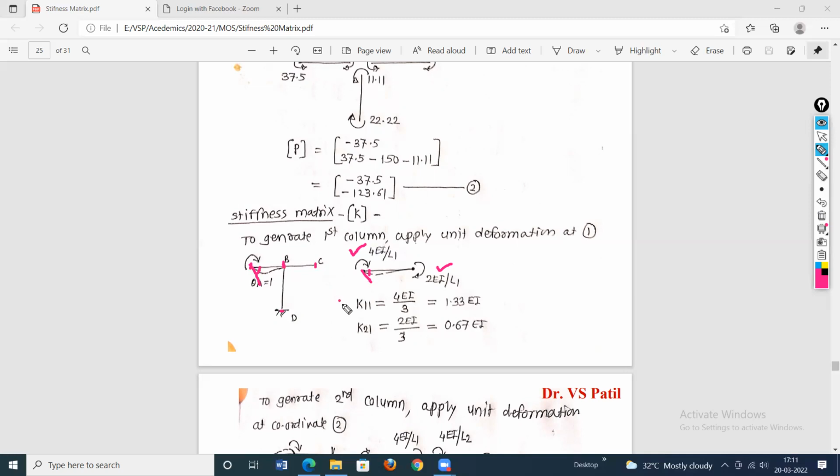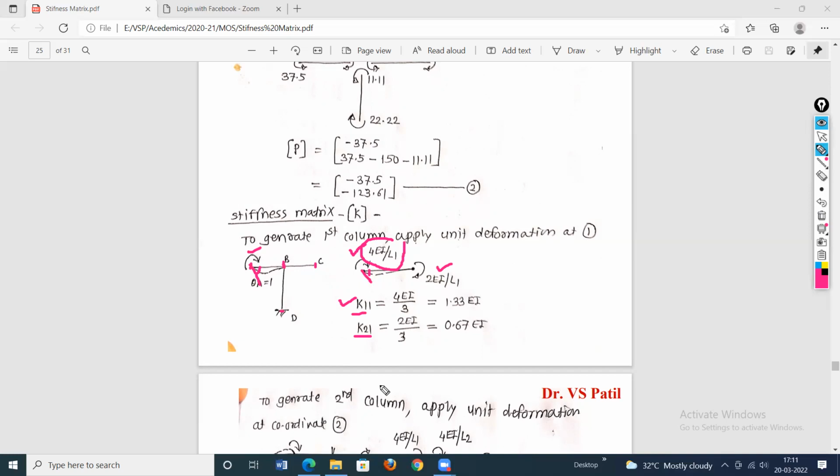Then K11, stiffness 11. Our coordinate 1 is a moment. So at coordinate 1, what is the moment produced? It is 4EI by L1, so it equals 1.33 EI. This is stiffness at 2 now.